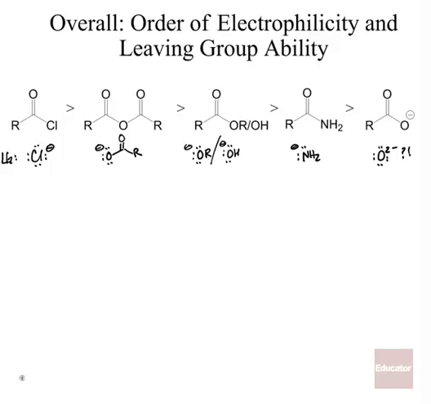So let's take a look at the acid chloride and see some conclusions we can draw here. Okay, the acid chloride at the far end here is the extreme. This has the best leaving group.